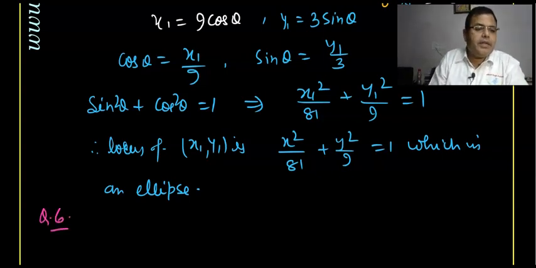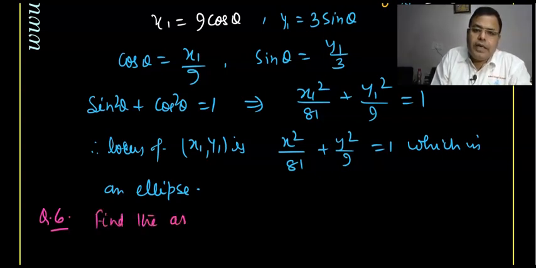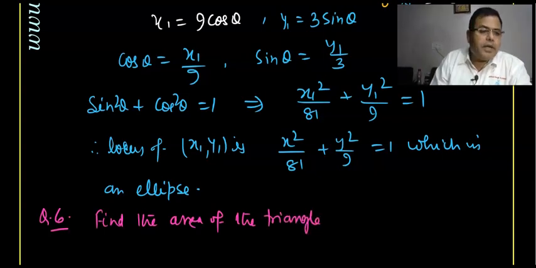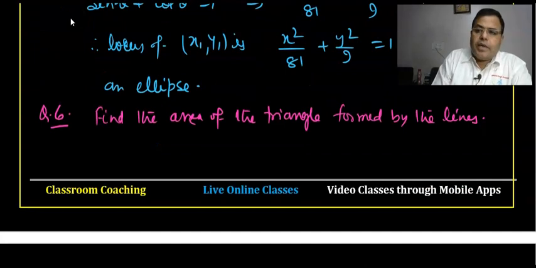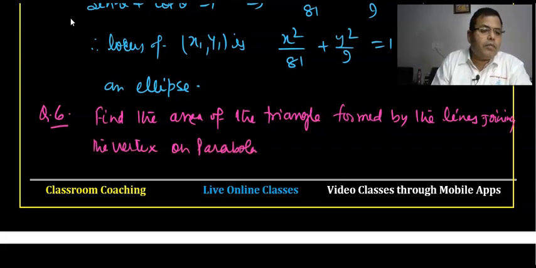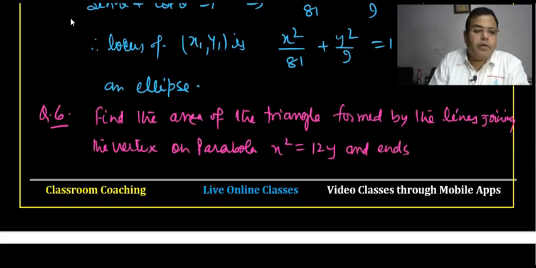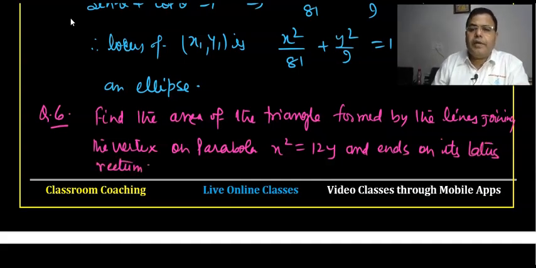And the sixth question is, find the area of the triangle formed by the lines joining the vertex of the parabola x square is equal to 12y and the ends of its latus rectum. Okay, so this is the question.